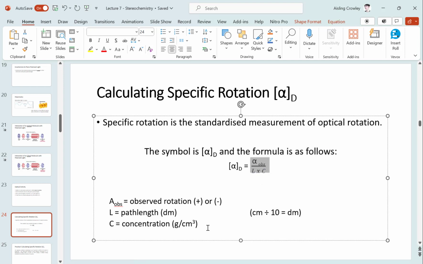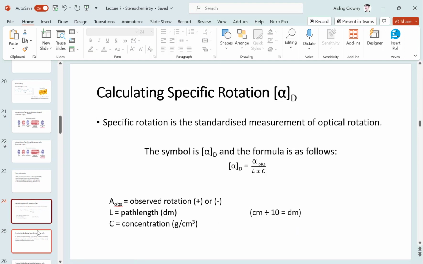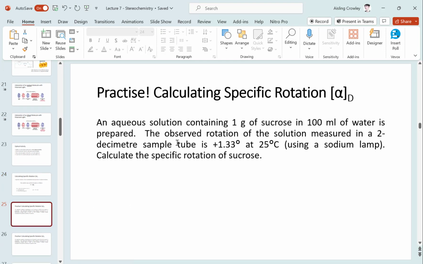The last thing is concentration. Your concentration units must always be grams per centimetre cubed. So you must know those three things, very, very important. Let's look at a little calculation. So let's do a practice question.